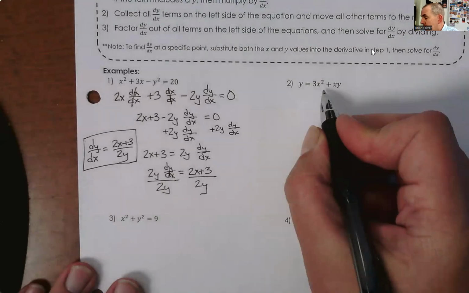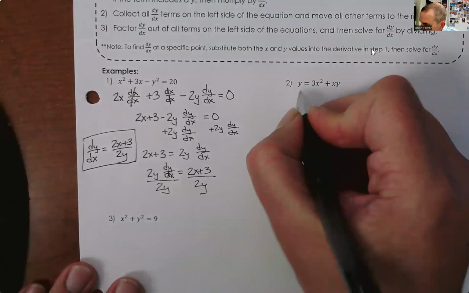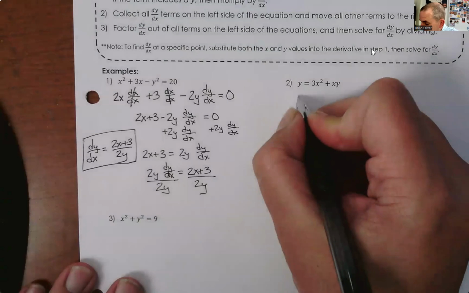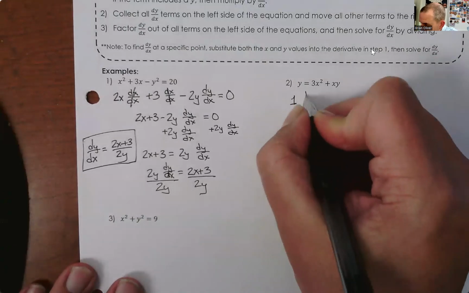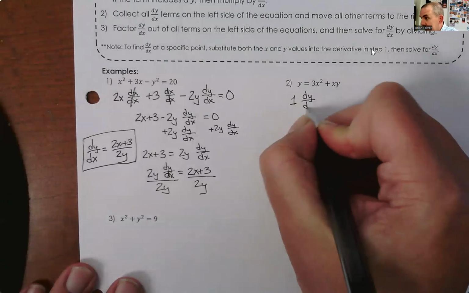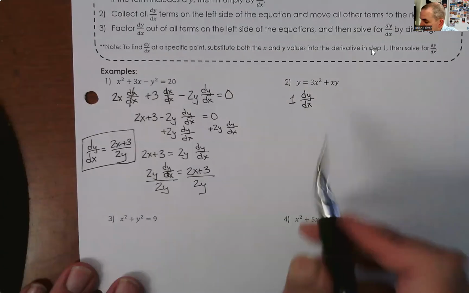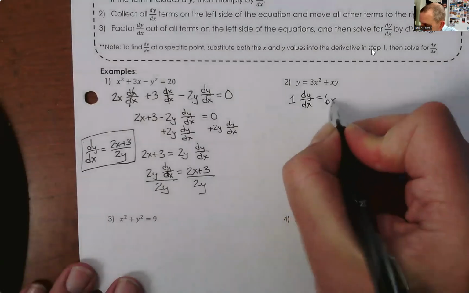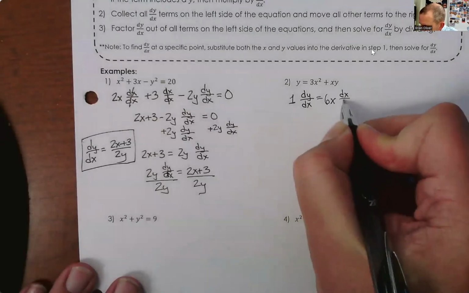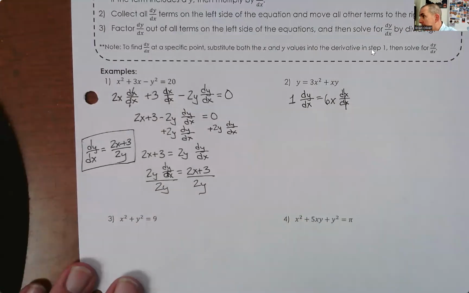y equals 3x squared plus xy. So I'm going to take the derivative of the left side, which is y, and the derivative of y is 1. But it's 1 dy/dx because I'm taking the derivative with respect to x, equals the derivative of 3x squared, which is 6x dx. But again, those cancel out, become 1.